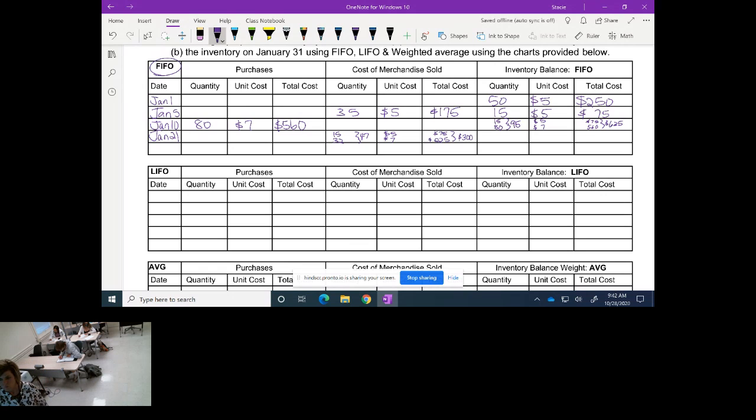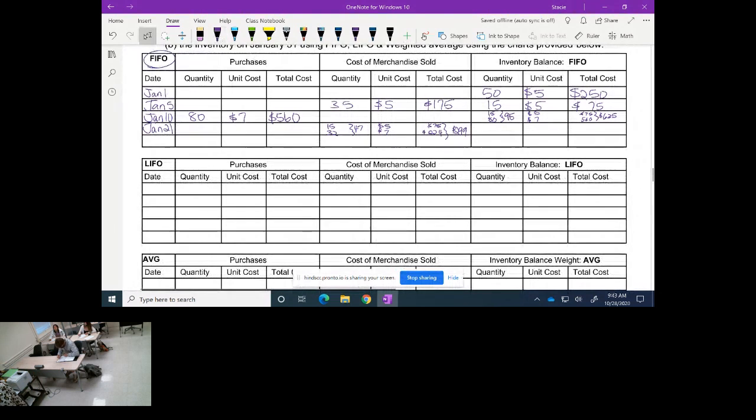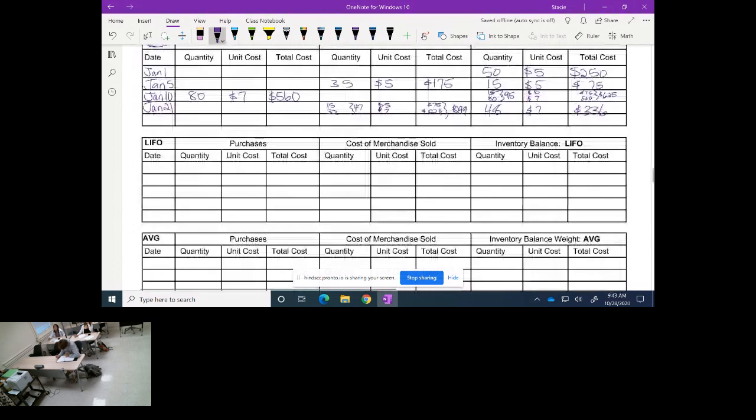I said 225. 224. Okay, so we've got 299. So we don't have any of these $5 units left now. We've sold them all. And we've got 80 minus 32 of the other ones, so that's 48 at $7. So how much is that total? 336. Thank goodness we're using simple numbers.